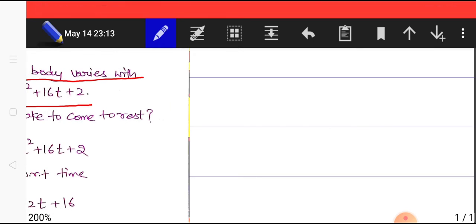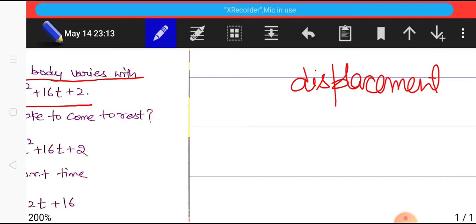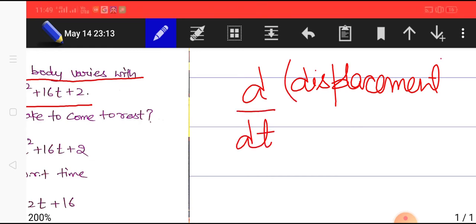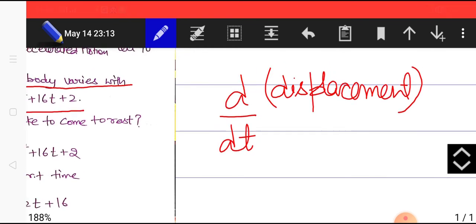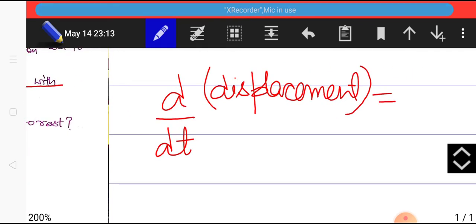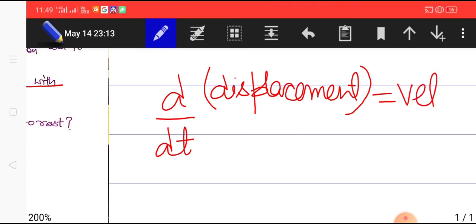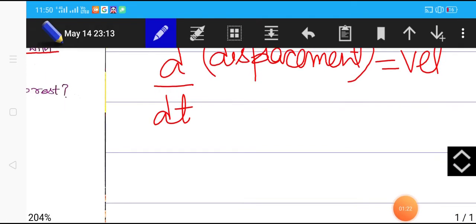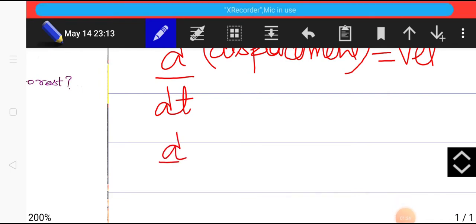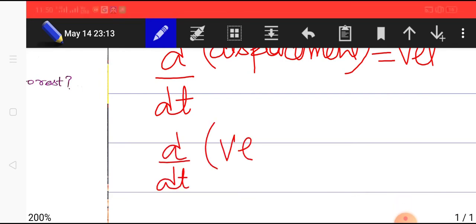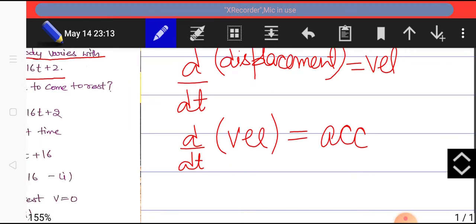Consider this: you are having displacement, and if you differentiate this displacement, we represent differentiation by d by dt, and anything which comes inside this bracket will be differentiated. So displacement differentiated gives you velocity, okay, and velocity differentiated gives you acceleration. Remember these things and do not forget.